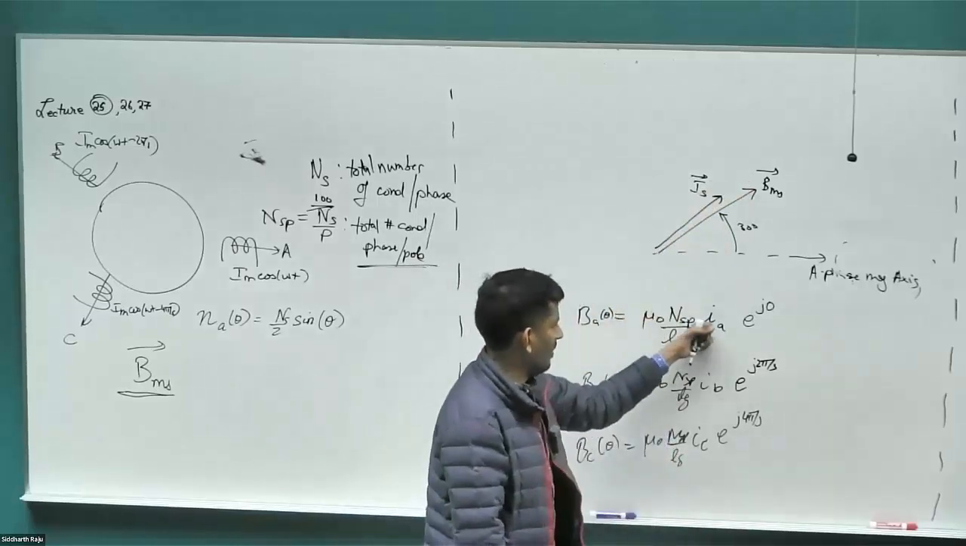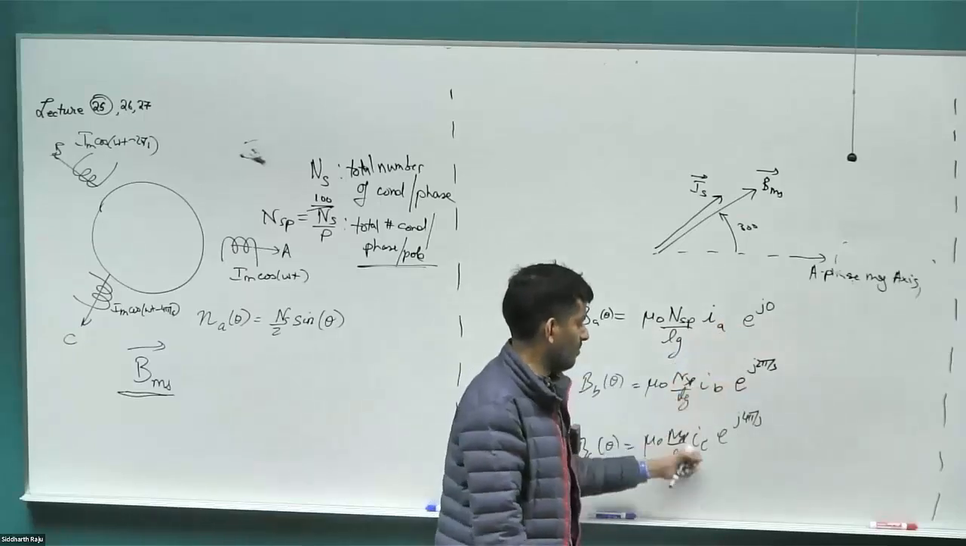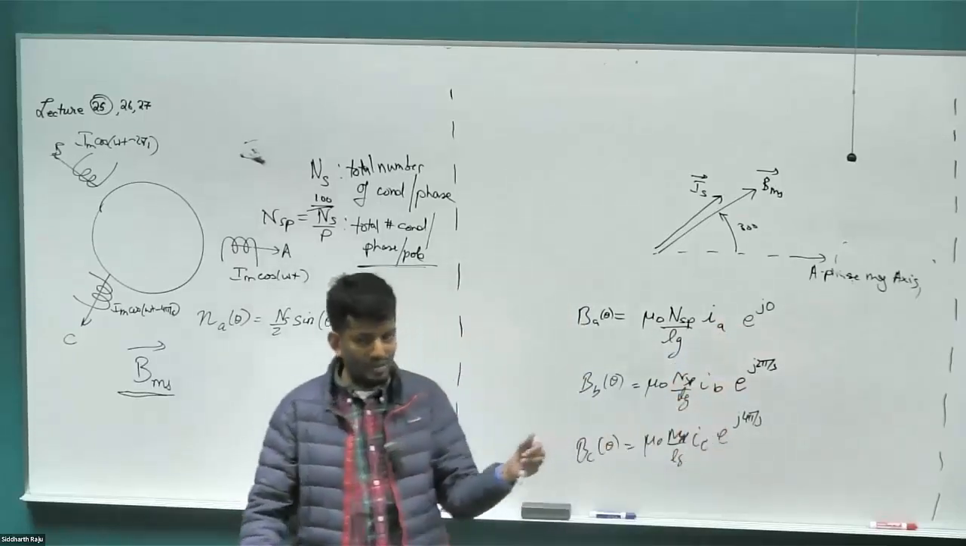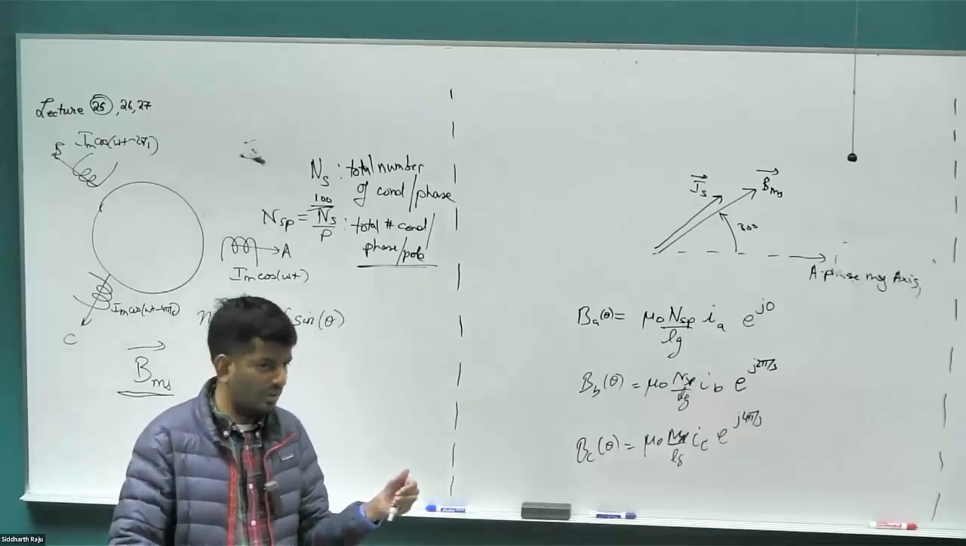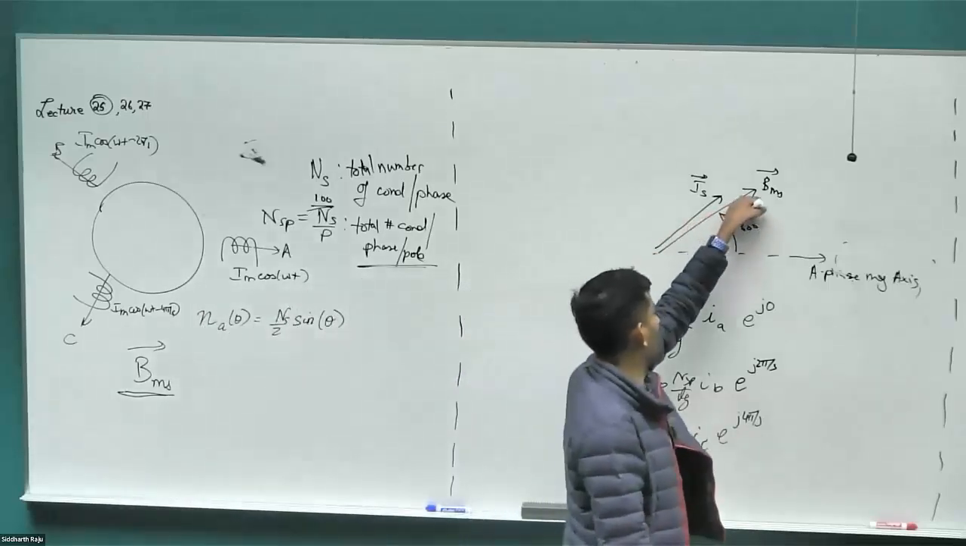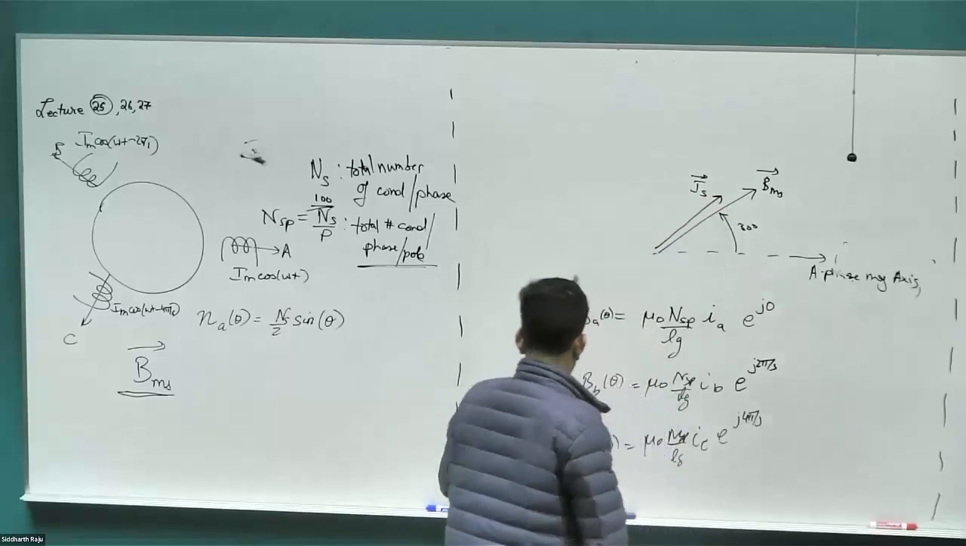And what is on my right hand side? I_A e^(j0), I_B e^(j2π/3) plus I_C e^(j4π/3), which is exactly what the definition of the current space vector was. Right? So wherever your B_MS is pointing to maxima, that is where your stator current space vector is going to point to as well.